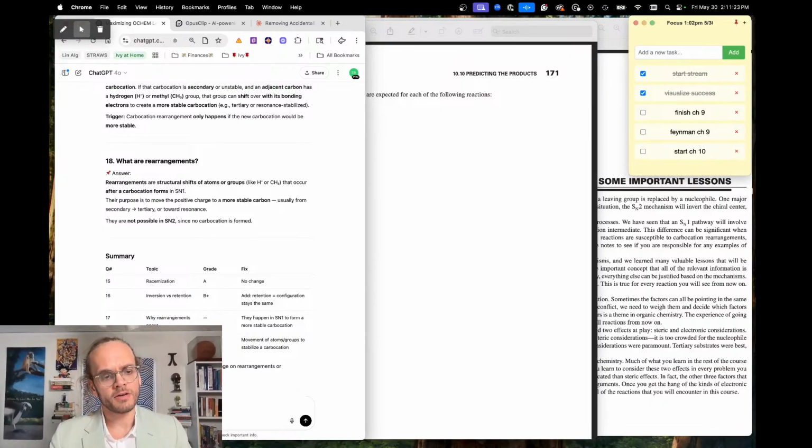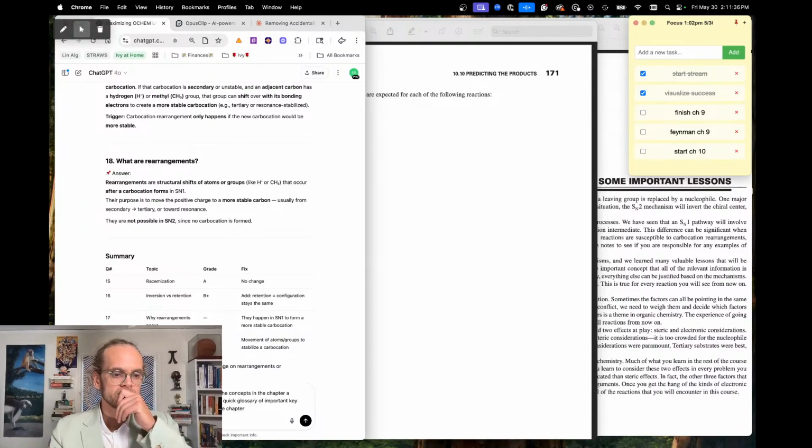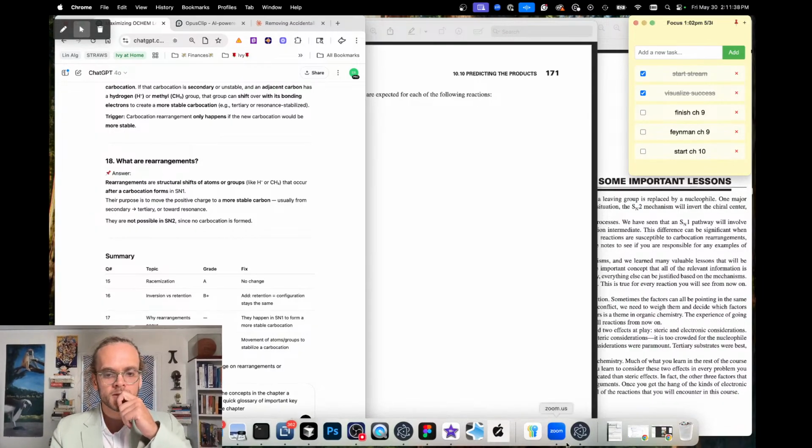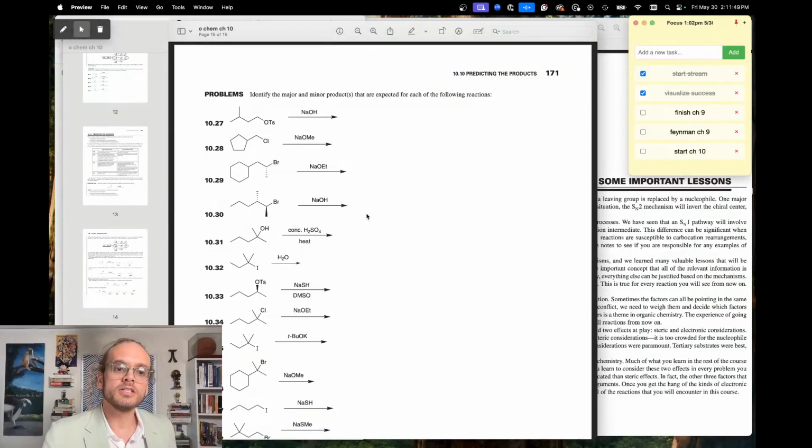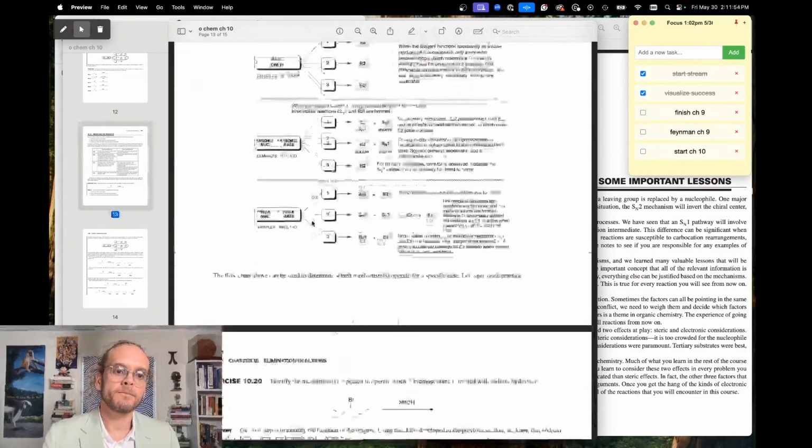Give me a quick preview of the concepts in the chapter, a curiosity checklist to ensure my mastery, and a quick glossary of important key terms I should understand to make sense of the chapter. That's the new thing I've added. I think the glossary will be really helpful. There's a lot of key terminology here that I should get before I dive into the chapter. So doing that, let's see how it goes. Chapter 10. Let's go into the top.